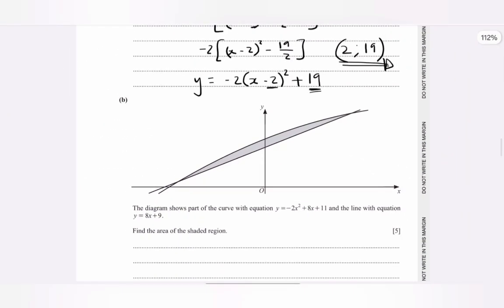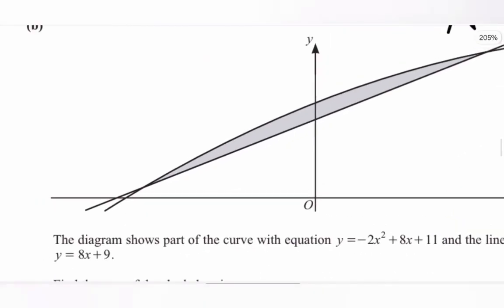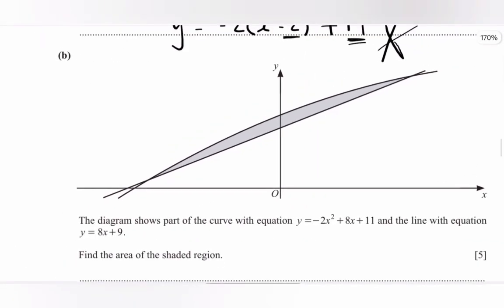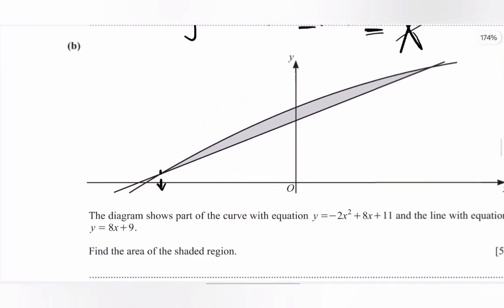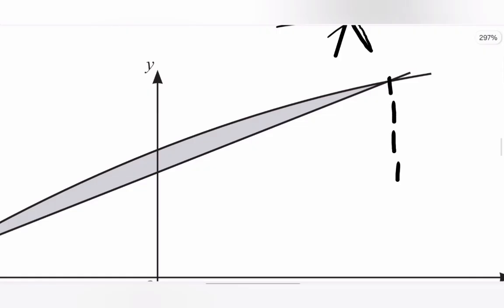And for part B, it says the diagram shows part of a curve with equation y equals minus 2x squared plus 8x plus 11, which is this one that we're just dealing with, and the line with equation y equals 8x plus 9. Then it says find the area of the shaded region. So for this area of the shaded region, we're going to use integration. So we're going to need limits for integration, and the limits that we're going to use are the x coordinates of the points of intersection of the line and the curve.